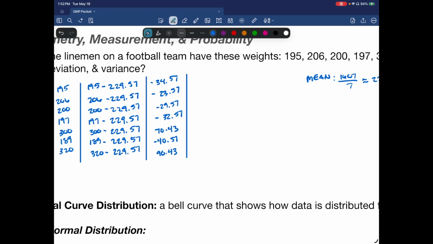Now we're going to square these answers. Negative 34.57 squared is 1195.08. You square your next answer, you get 555.54. You keep going, you get 874.38. The next one is 1060.80. The next one is 449.60. Then 1645.45.